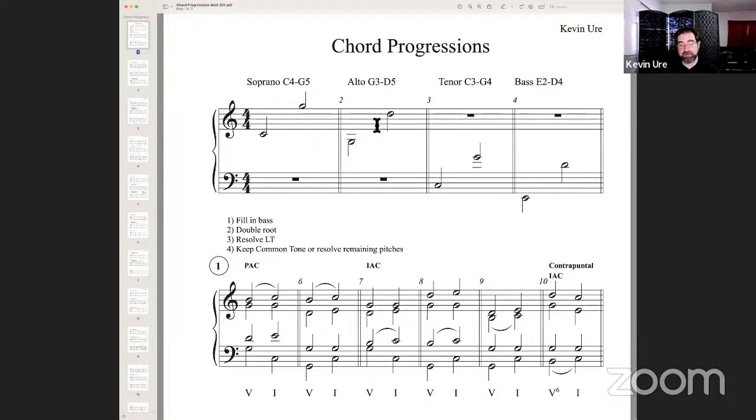Once you understand how to do that, then from an orchestration standpoint, you can start changing things. So let's say you do want the soprano line to stand out. You could use the higher range and use the middle range of the alto, tenor, and bass. And that'll create a nice smooth texture in the alto, tenor, and bass while the soprano truly gets the solo.